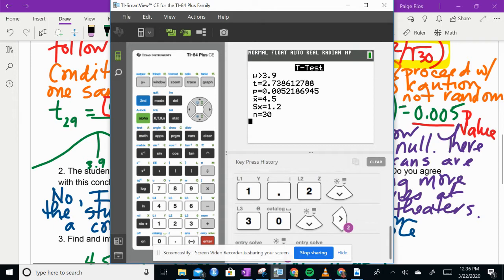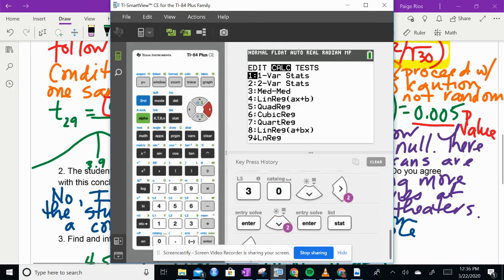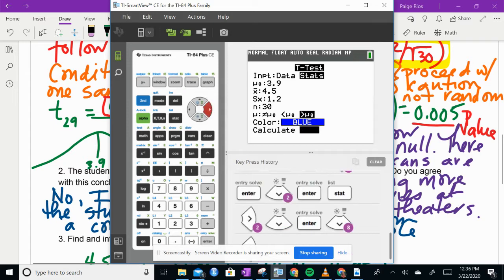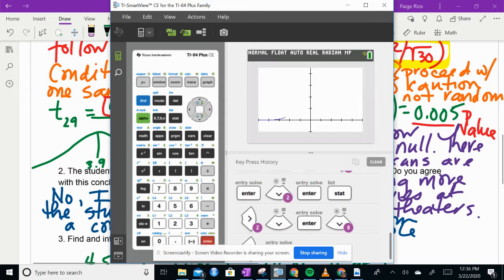So what I did is I had it calculate and I wrote down my mechanics from this information right here. Then I went back to stat test. This is number 2 again. The data's still there in my statistics. So I'm going to now draw this and see what it looks like. And we should see very little shading. And again, it marks the t-value on there for me.